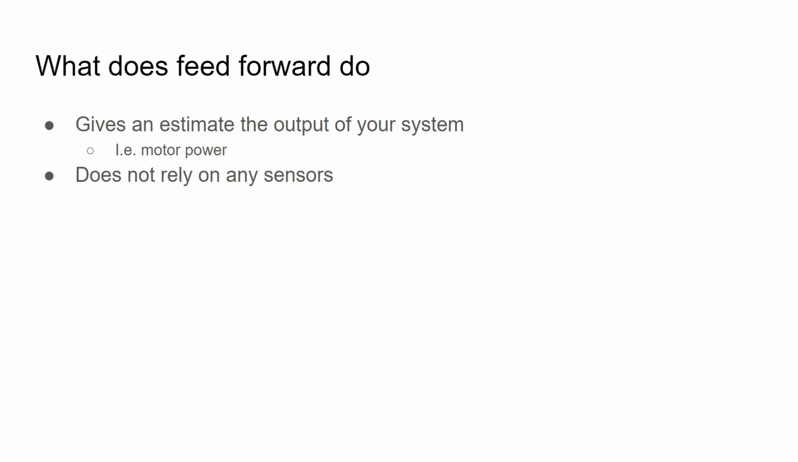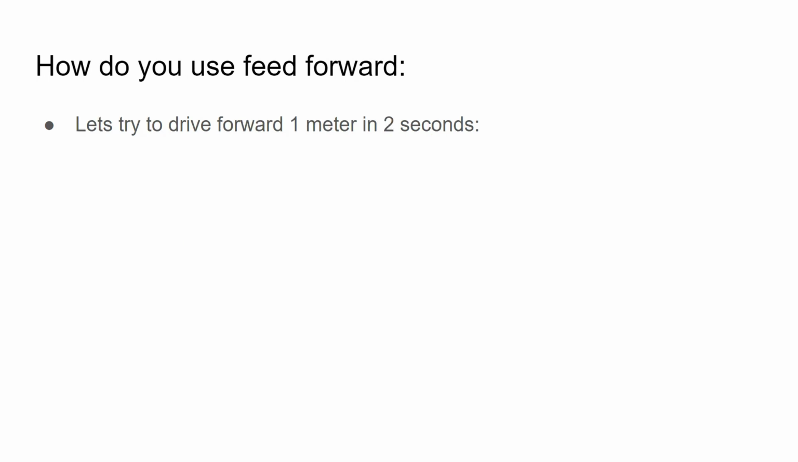Now, feed forward does not rely on any sensors, so this actually isn't using feedback from the outside world. But it's an important starting point, so we're going to understand this first. So the simplified formula here is that your motor power is equal to F, which is a constant, some number, which we'll show how to determine in a moment, times speed. Fantastic. You give some speed, it gives you an estimate of the motor power that you need to run at that speed. So let's do an example.